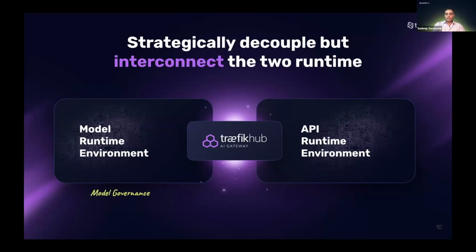And what this allows you to do is to have decoupling of the model governance that the model runtime environment provides, the routing governance that the AI gateway provides, and the API governance that the API runtime environment provides. It's a very modular approach. It's a very scalable approach. It reduces vendor lock-in and gives the enterprise tremendous freedom, leverage, and the ability to scale and adapt to the changing AI ecosystem.